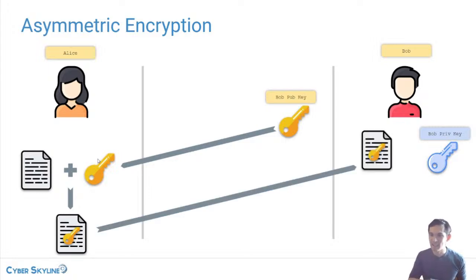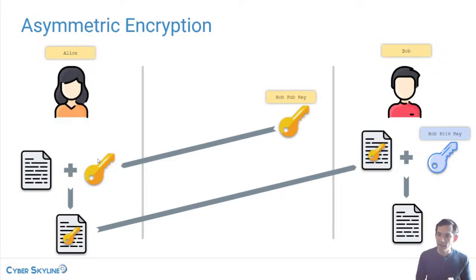And then she can send that message over to Bob, and Bob has the private key that can decrypt the message, and only Bob's private key should be able to decrypt the message that was encrypted using his public key. So he'll take his private key and then stick it in there, and then he's got his decrypted message. So that is how asymmetric key encryption works.